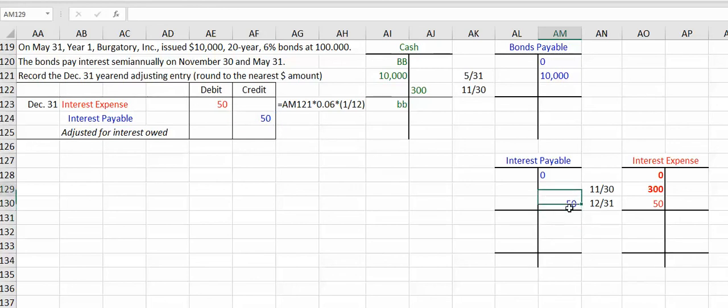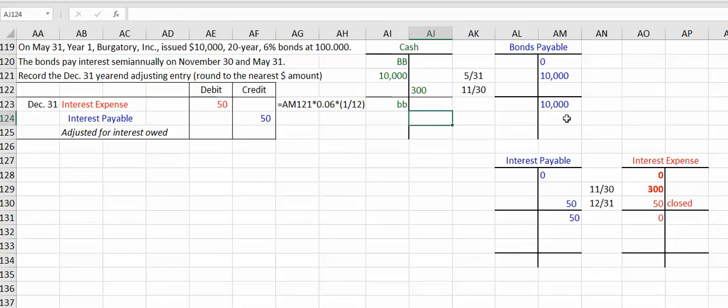So now I'm just going to show you for the next accounting period. This is 10,000. It's our beginning balance. As far as our beginning balance for interest payable, it's 50. This gets closed with all our other revenues, expenses, and dividends, so its beginning balance is 0. So now let's go and do our May 31 payment in year 2.